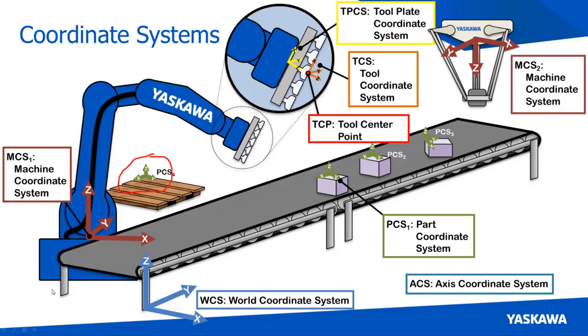There is one more coordinate system that we don't have to deal with too often. It's dealt with behind the scenes, and that is the axis coordinate system, or ACS. This is the individual positions of each of the motors on the mechanism, on the robot or on the gantry or whatever. Typically, we don't need to worry about that because the kinematics take care of what the axes need to be at.